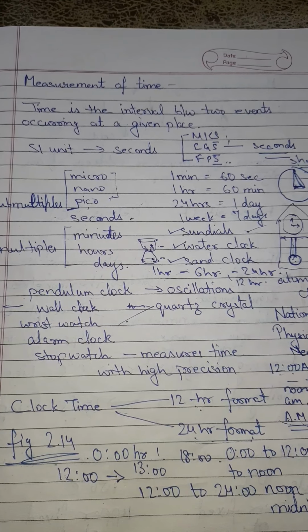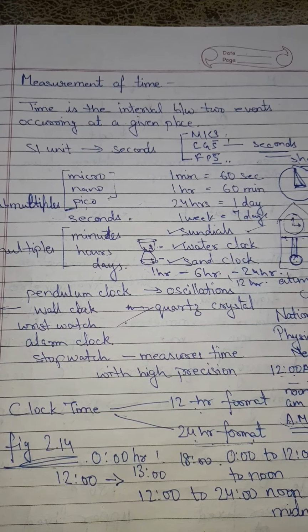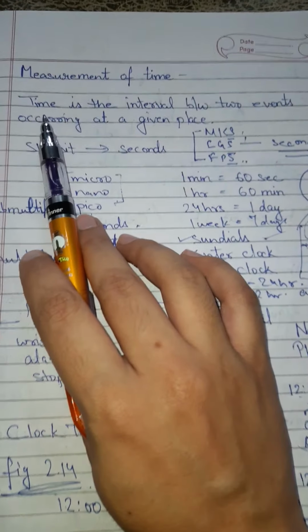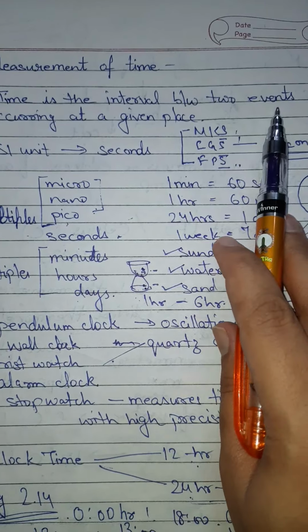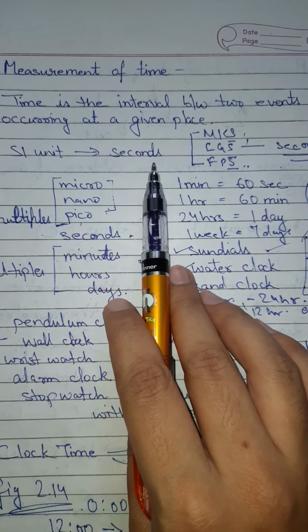This is Physics Chapter 2. Today we'll be covering measurement of time and measurement of temperature. Time is the interval between two events occurring at a given place. The SI unit of time is seconds.